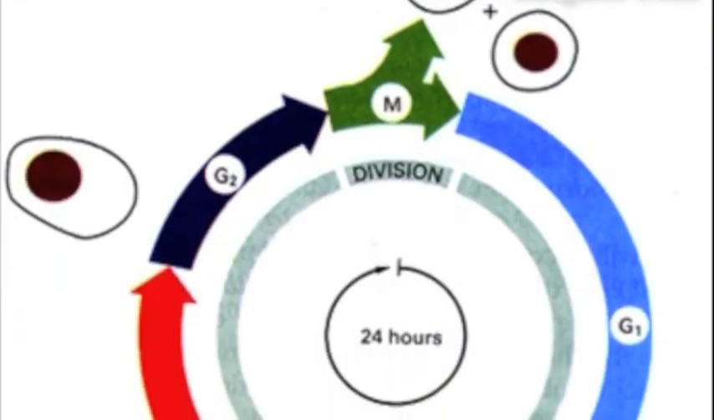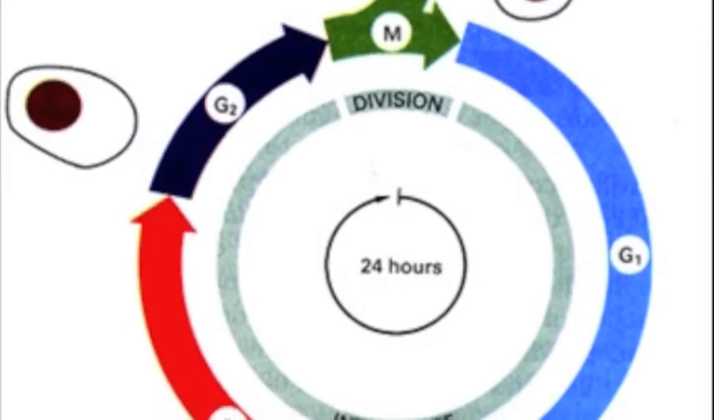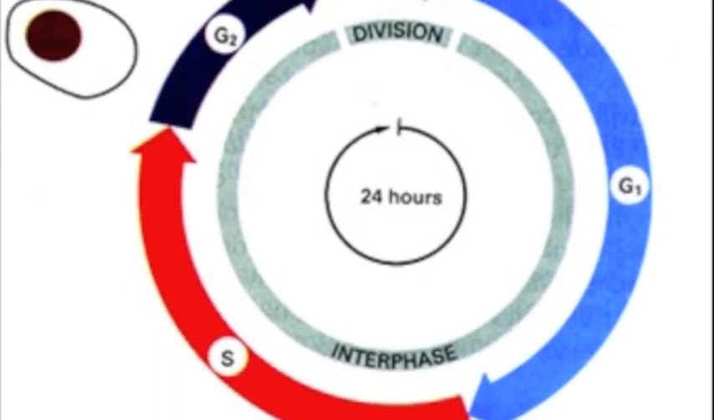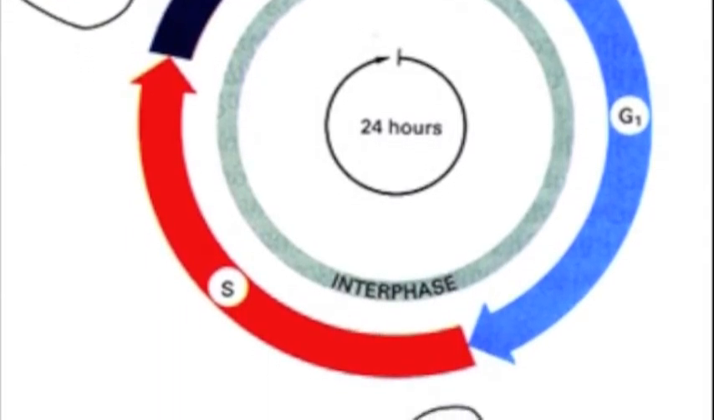Synthesis is the next step. This is when the cell copies all the chromosomes. Following that is G2, when preparations are made for the cell division.